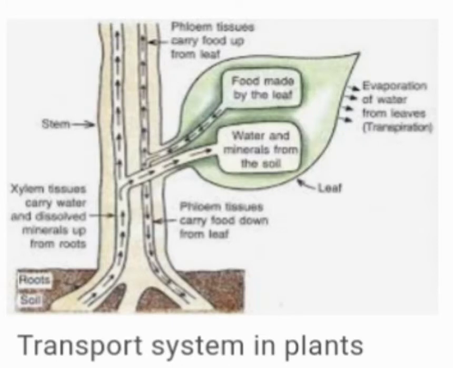Welcome back, students. Today I am here with a new topic, that is transportation in plants, for class 10th, chapter Life Processes. Let us begin with the transport of water and minerals.